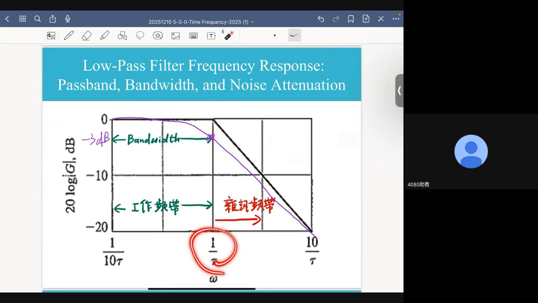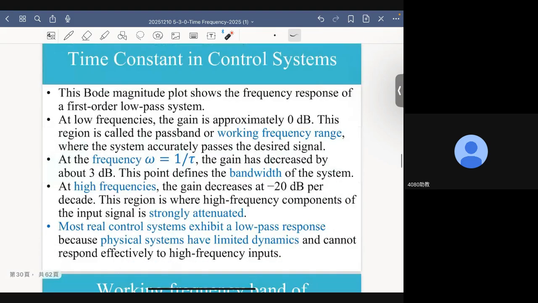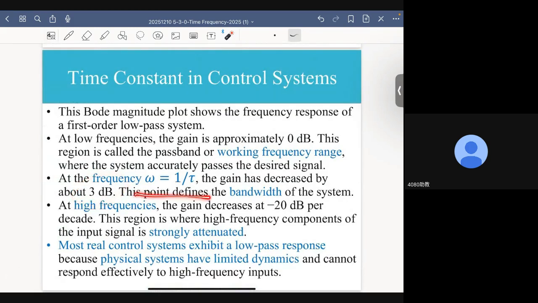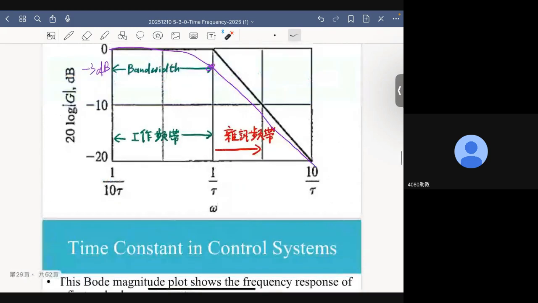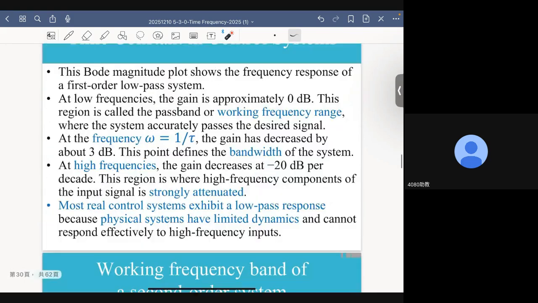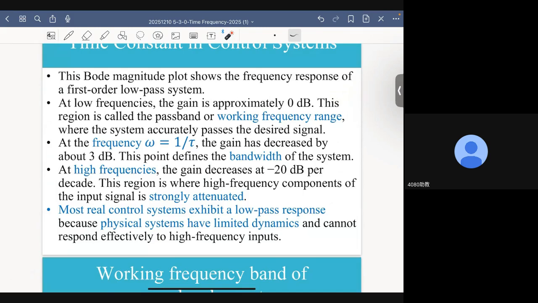At the corner frequency, the dB value of a first order system is approximately -3 dB, all right? This point defines the bandwidth of the system. So for the first order system, the bandwidth is actually 1/tau, where tau, as I said many times, is the time constant of the first order system. At high frequencies, the gain decreases as -20 dB per decade, which means whenever you increase the frequency by a factor of 10, the dB value drops 20.